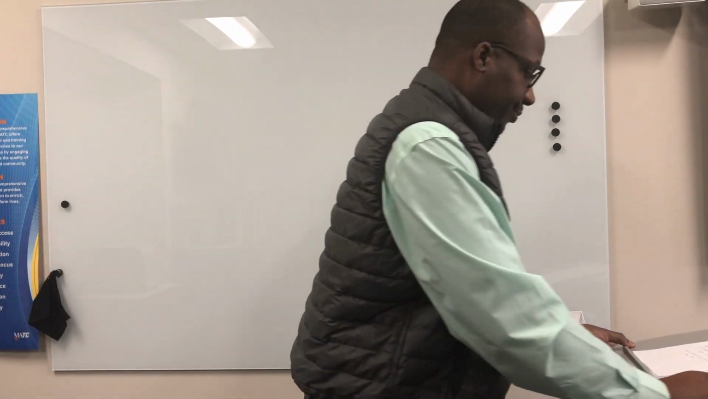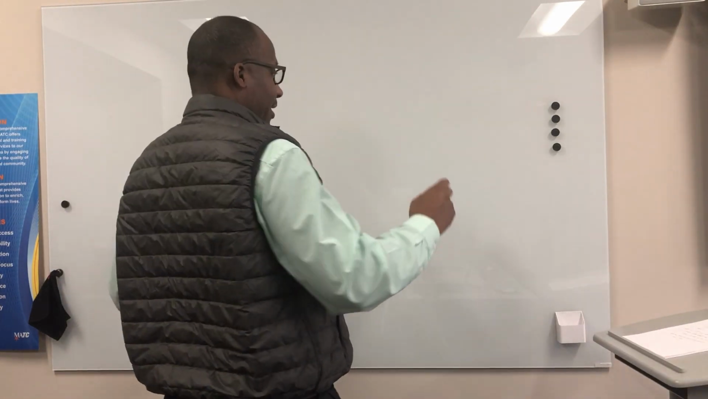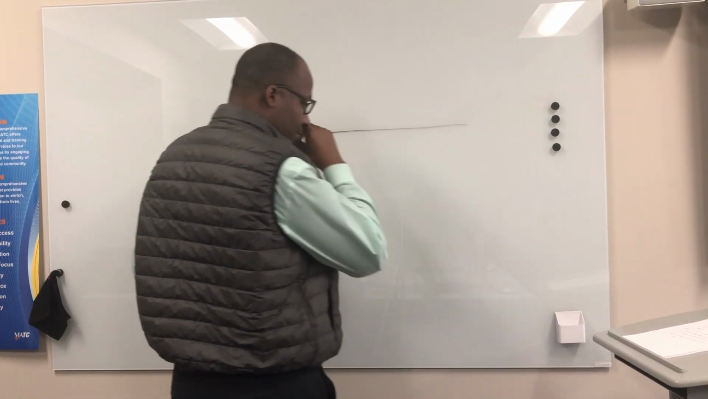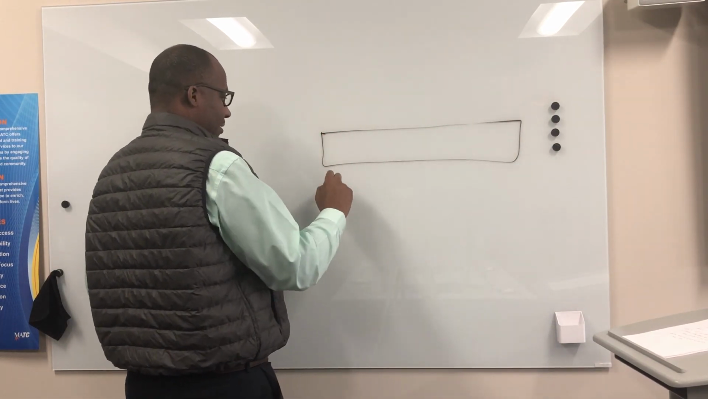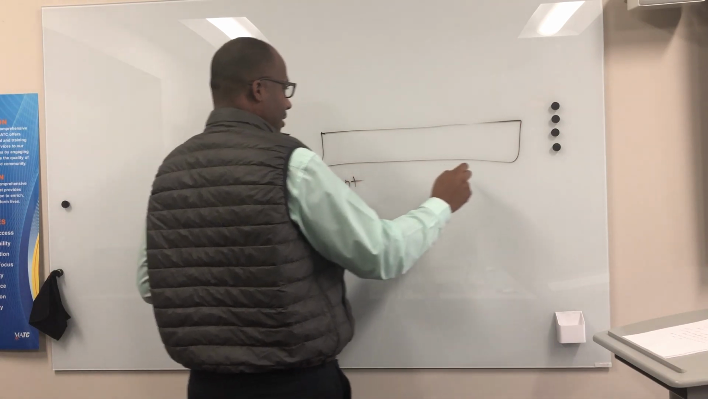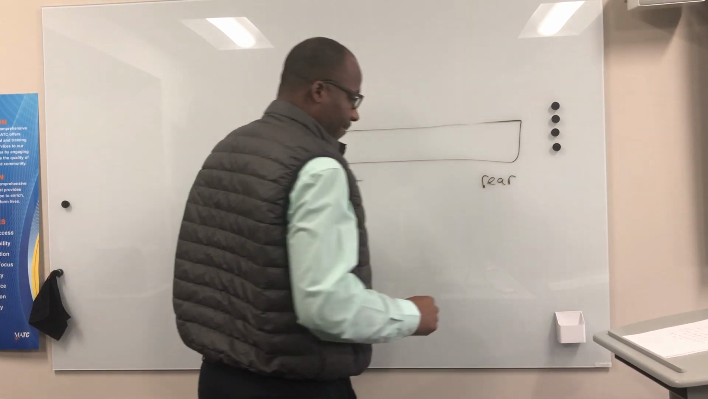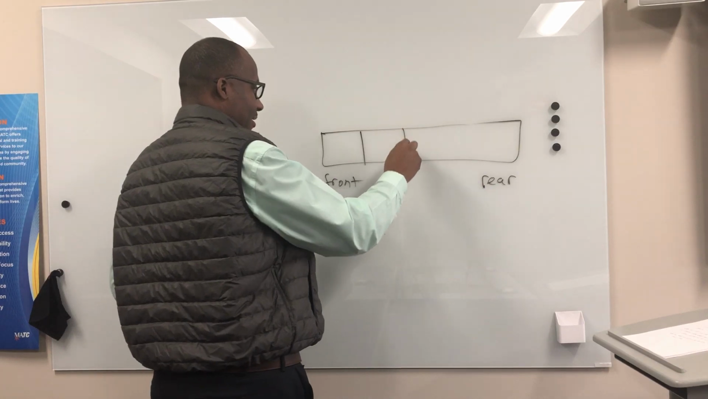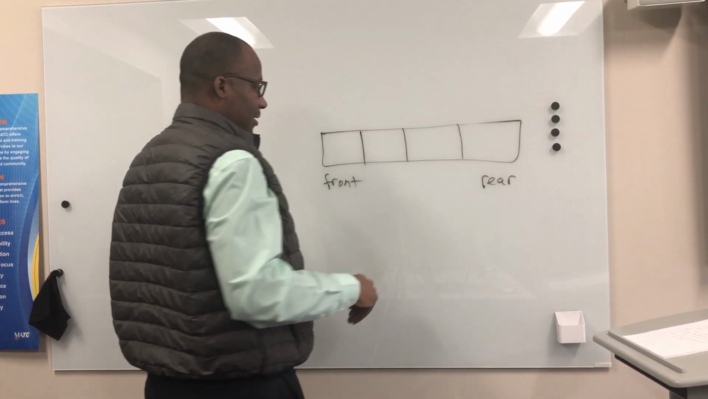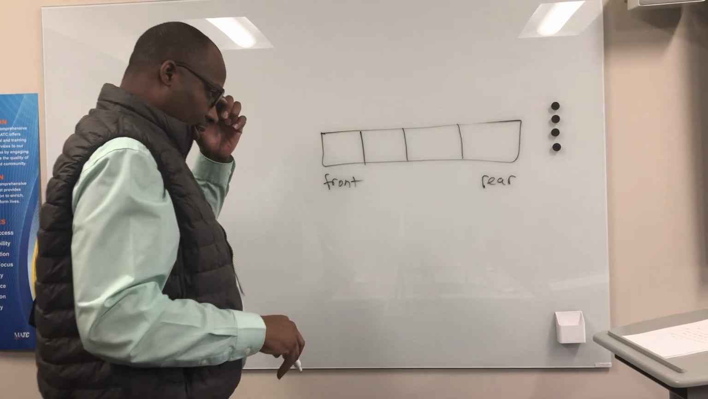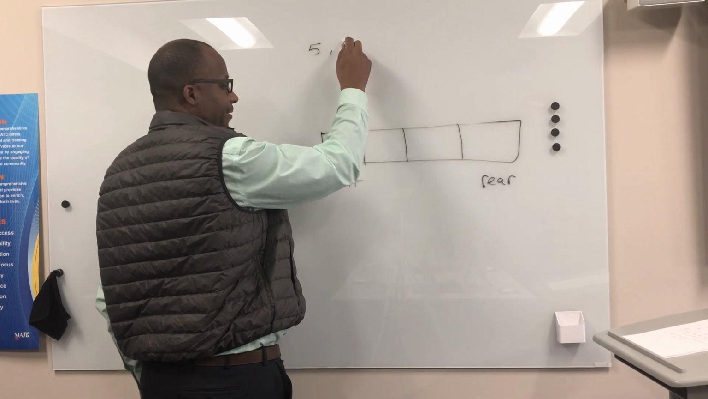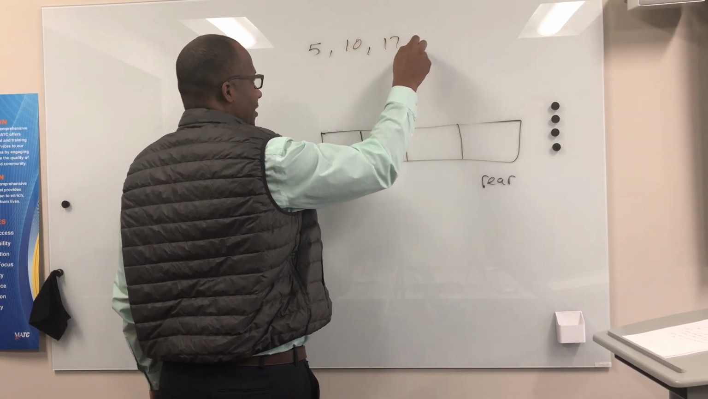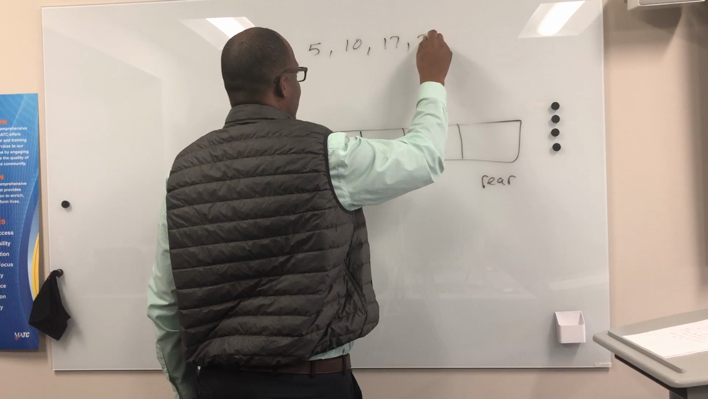So when we add, I'm going to move this. Here's an example of a queue, and this is the front, and this is the rear. And we'll have nodes or slots for our elements. And let's say we want to add elements 5, 10, 17, and I'm just making things up, 22.